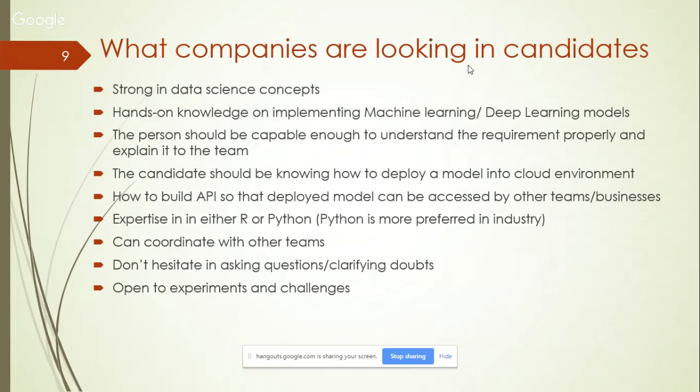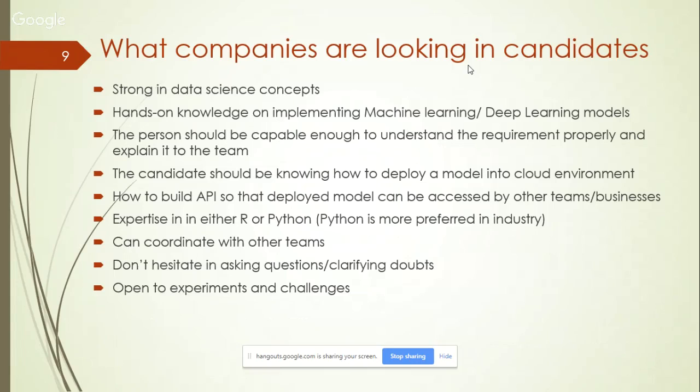You should coordinate with the teams. As I said, you cannot work in silos, so you should work with the teams, and don't hesitate in asking questions. If you hesitate in asking questions, then there will be a big problem when you're working in industry, because a lot of new things and experiments are happening. If we do not clarify our doubts, then because of assumptions, we may end up building a very long model which may not help our company and requires a lot of cost.